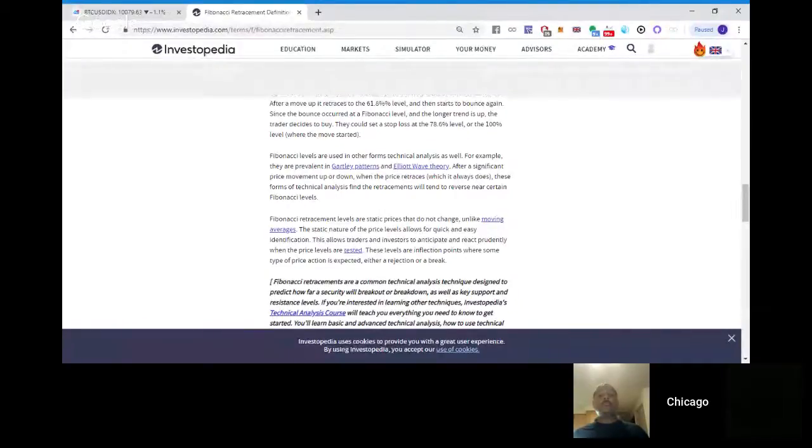Okay. After a move up, it retraces to the 61.8% level and then starts to bounce again. Since the bounce occurred at the Fibonacci level and the longer trend is up, the trader decides to buy. They could set a stop loss at the 78.6 level or the 100% level where the move started. Fibonacci levels, in fact, let me give you an example of what they're saying there, though.